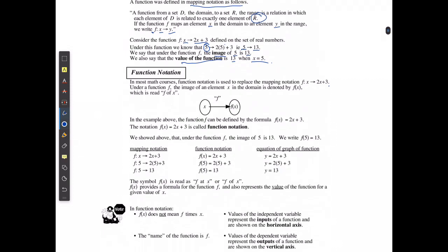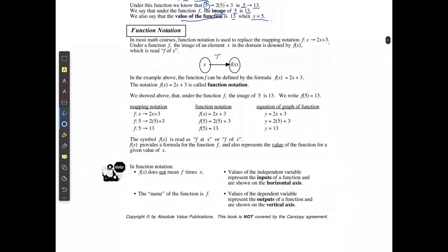When we're using function notation, in most math courses, function notation is used to replace the mapping notation, where we're just going to list it as f and then these brackets x, which just means f of x. So f of x is going to equal, and then we say what the process is. We call this function notation because it's saying that the value on the left-hand side is dependent on whatever the variable is inside of those brackets. So that's my input, and then I get the output when I complete the process.